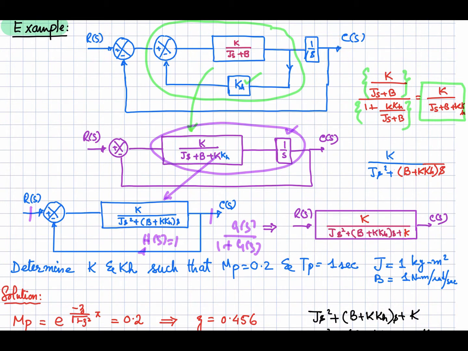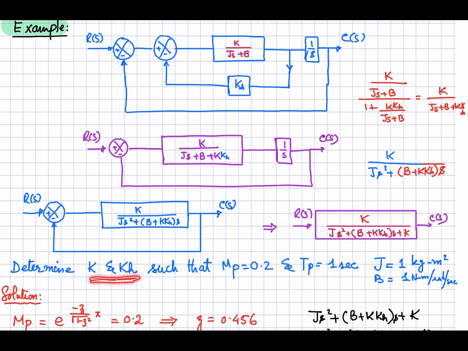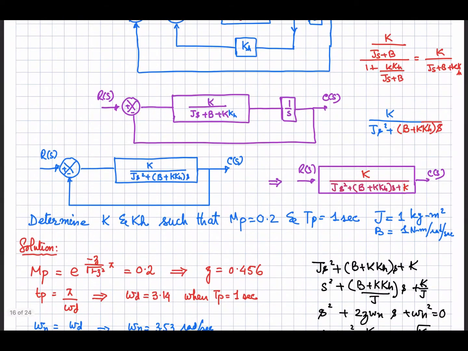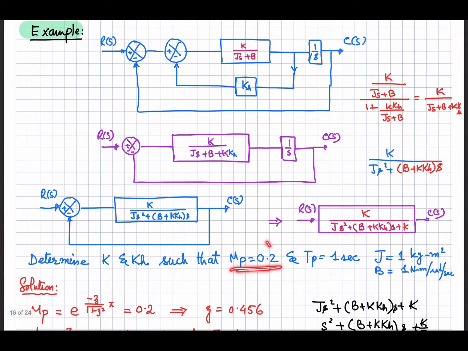Okay, so for this we need to determine the constants K and Kh, such that the overshoot of this system is 0.2 or 20%, and the peak time is 1 second, and the constants J and b are given to us, both equal to 1. Now it's very simple. First of all, use the overshoot expression that we derived in the earlier videos. Mp is given by this expression, so set it equal to 0.2 and solve for zeta. When you solve it, zeta will be 0.456. So for this particular value of the damping factor, your overshoot will be equal to 20%.